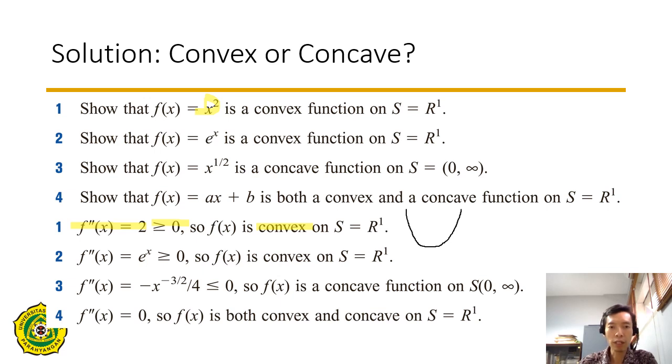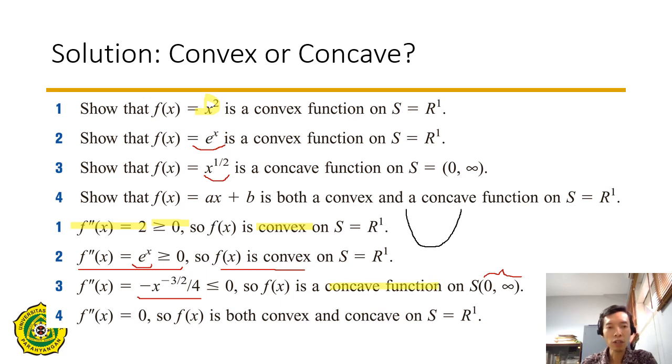Similarly, for the second function, e to the power of x, we take the second derivative of this function, which is still e to the power of x. And whatever the value of x is, positive, negative, 0, e to the power of x is always greater than or equal to 0. So the function f(x) is also a convex function. For the third function, x to the power of a half, we take the second derivative, and we get minus x to the power of minus 3 over 2 divided by 4. If we put x between 0 and positive infinity, we always get a value less than or equal to 0. So it means that f(x) is a concave function.